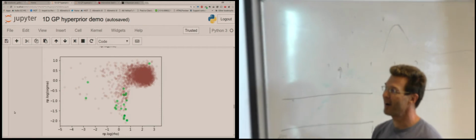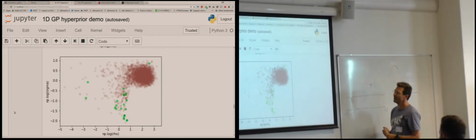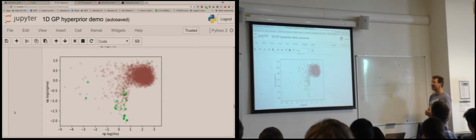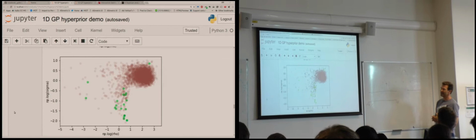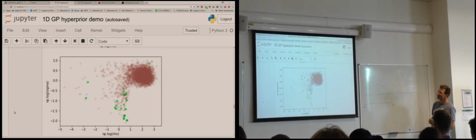I'll come back to these green dots later more, but they are diagnostics from Stan saying that this part of the posterior distribution is really narrow, and it's likely that the Markov chain is not able to explore that part of the space well.